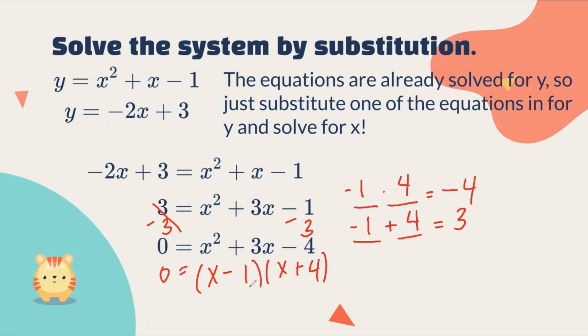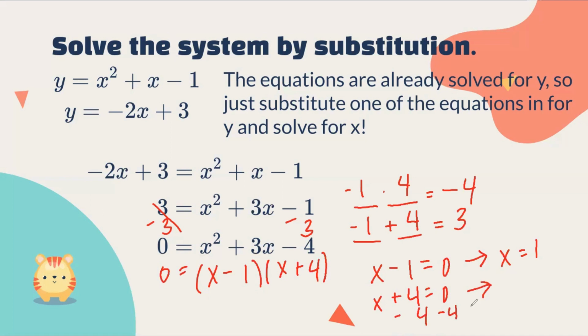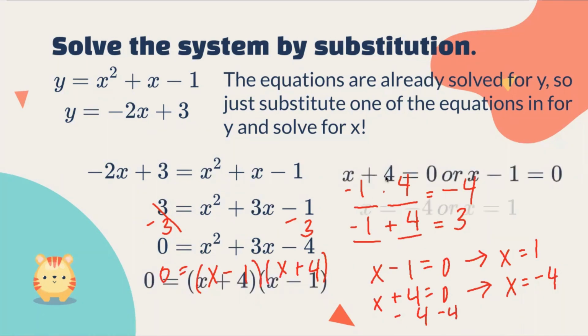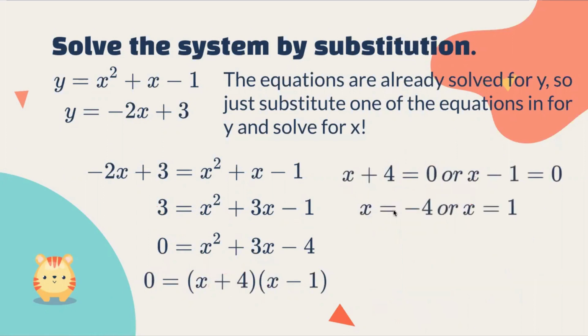And now you can go ahead and just solve each one of your binomials for x. So you can do x minus 1 equals 0, and also x plus 4 equals 0. This one would just be x equals 1, since you're adding 1 to both sides. Then for this other equation, if you subtract 4 from both sides, you would get x equals -4. So your two x values in this case would be x equals 1 or x equals -4.